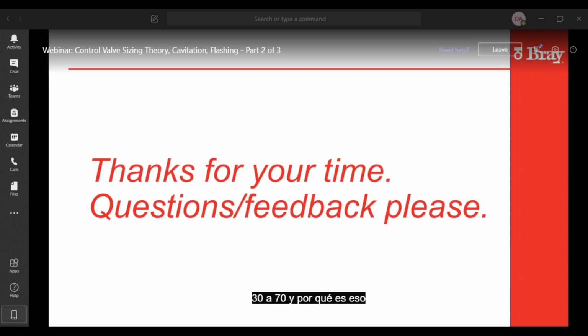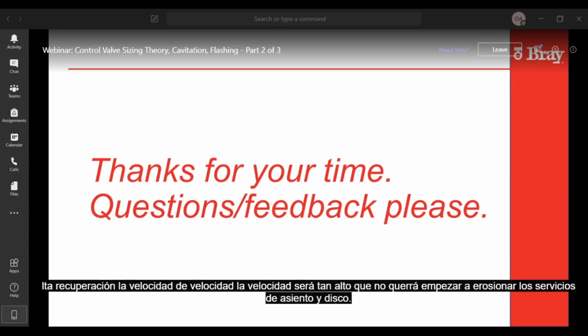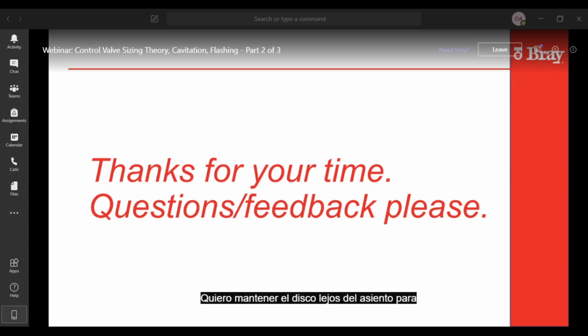Because at the bottom, when you're getting close from 30 to 0, the disc is getting really close to the seat and you're creating these high velocities to create the pressure drop only at that edge. And that will create more velocity because it's a high recovery valve. The velocity will be so high, you don't want to start eroding the seat and disc surfaces. So you want to keep the disc away from the seat not to create too much velocity.